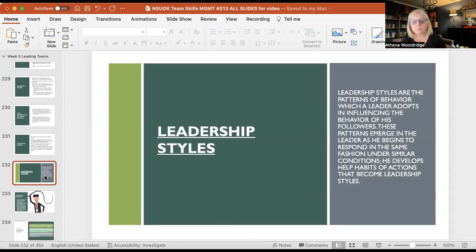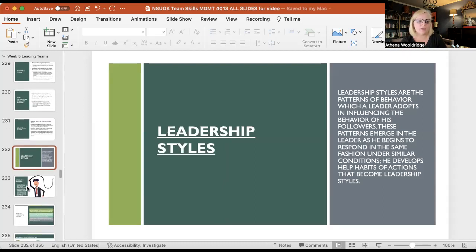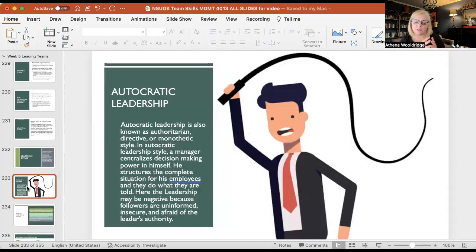So let's think about these sort of leadership styles here. There's a couple here. Autocratic leadership. This is known as really authoritarian. I can't even say it tonight, so just let me go with it. Directive, monolithic. This is a person who centralizes the decision making with themselves. They may be perceived to be a negative type of leader because they really are not engaging.